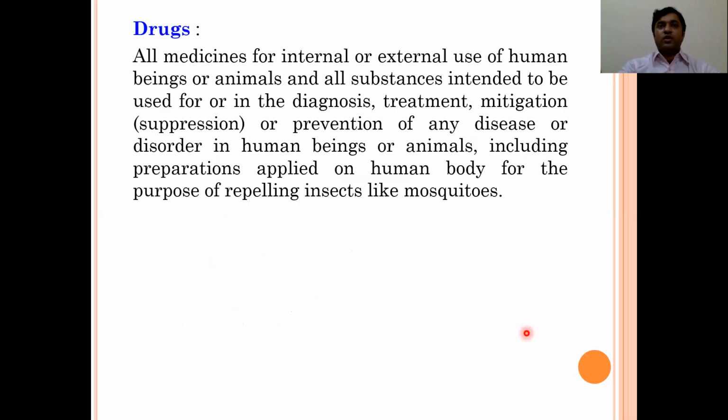Already all of you know what a drug is. A drug is a medicine intended for internal or external use of human beings or animals, and all substances intended to be used in the diagnosis, treatment, mitigation or prevention of any disease or disorder in human beings or animals, including preparations applied on the human body for the purpose of repelling insects like mosquitoes.